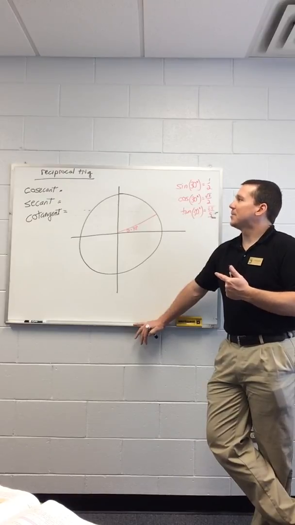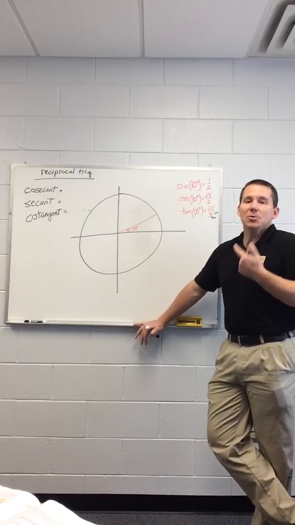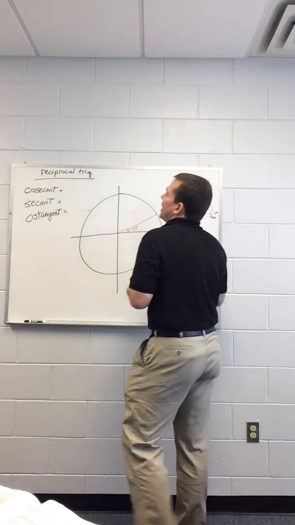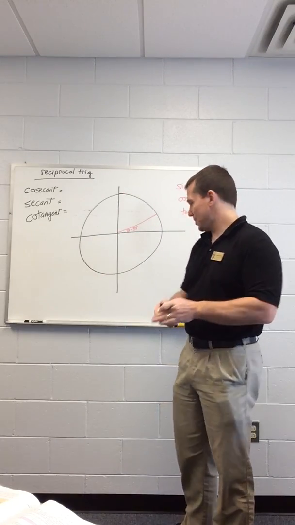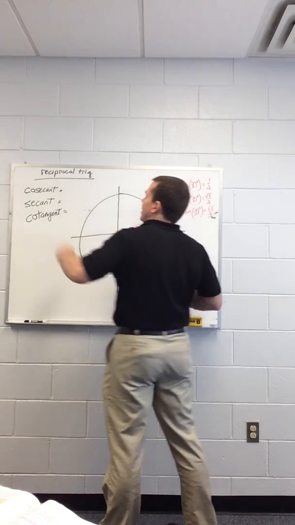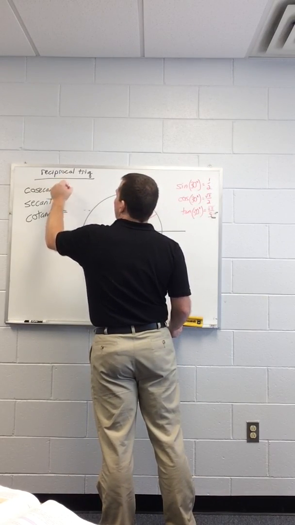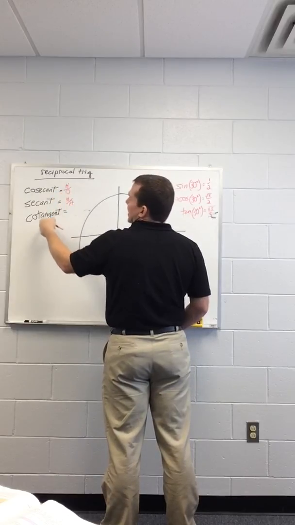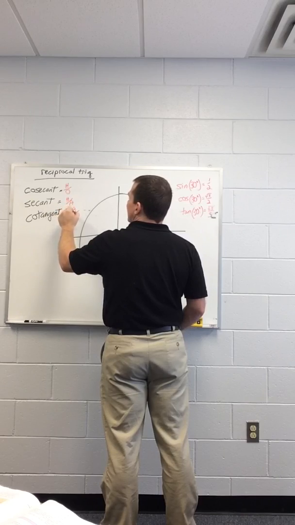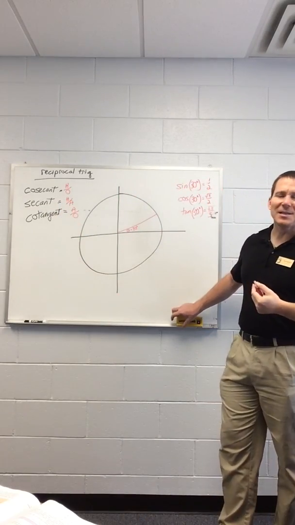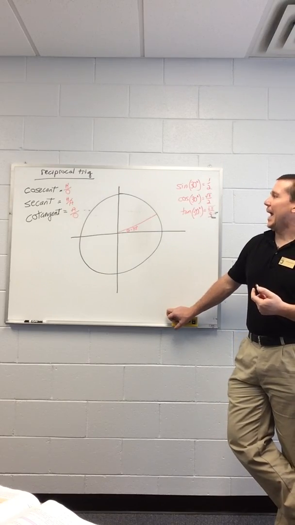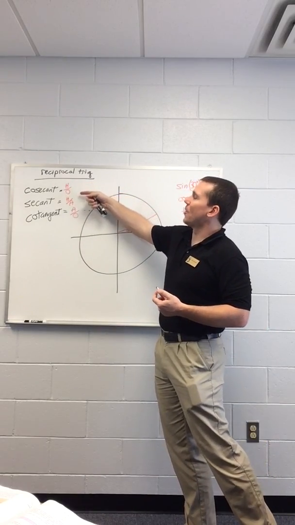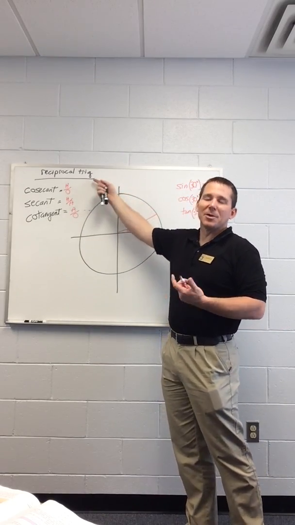For these reciprocal trig functions, you just take a regular trig function and flip it, take its reciprocal. And the way it works is, sine is opposite over hypotenuse, cosecant is hypotenuse over opposite, secant is hypotenuse over adjacent, cotangent is adjacent over opposite. So essentially, it's like your SOHCAHTOA, but everything is turned around.